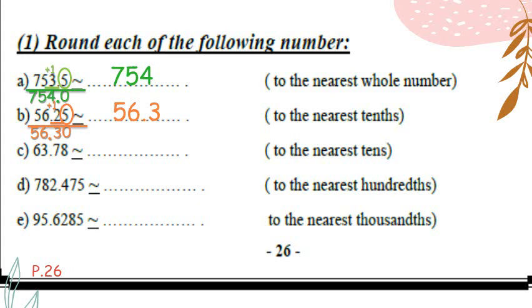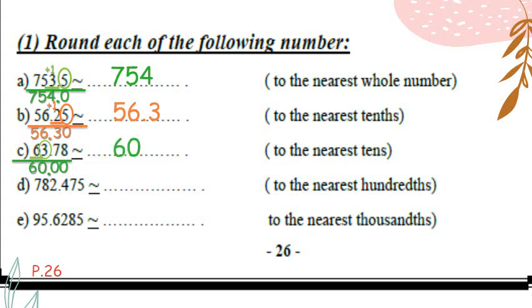56.3. Okay, letter C. In letter C here, I need to round this number to the nearest tens. Which digit is under tens? Here I have 6, so underline 6 and circle next door. 3. 3, weak or strong? It's weak, so just close the door. Ignore, nothing happens. So starting from the circled digit, any digit at the right, turn to 0. So 8 will be 0, 7 will be 0, decimal point. 3 will be 0, and 6, keep it as it is. So the final answer is 60.